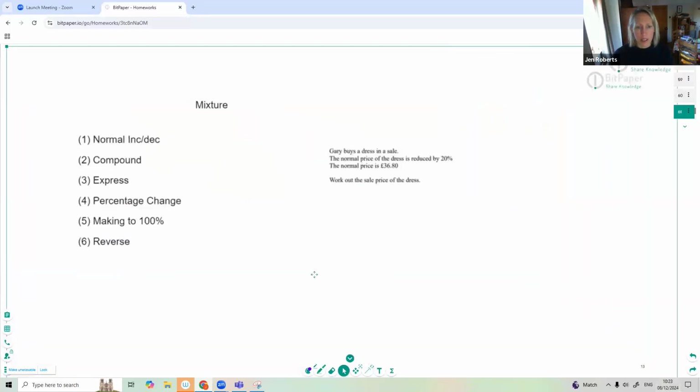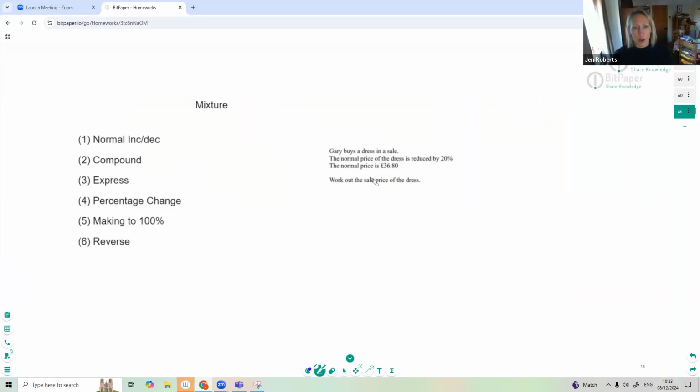Gary buys a dress in a sale. The normal price of the dress is reduced by 20%. The normal price is £36.80. Work out the sale price. So there's usually two of these different types of questions, a normal increase or reverse, that people get mixed up. So have we got the original amount here? We have the normal price of the dress, and it's reduced by this amount. Because we've got the starting price, it's just a normal increase decrease question.